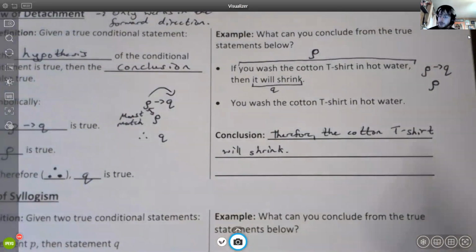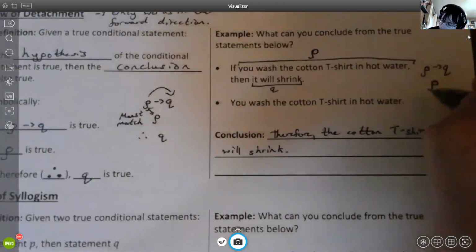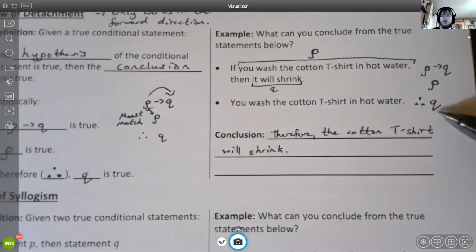And since we have P implies Q and P, the first two here match. So these match. So that means we can indeed conclude that Q is true. And that's what we did, right? Therefore, the cotton t-shirt will shrink, because that's what Q stands for. Q is it will shrink. Okay? So sometimes it will help, well, most times it will help if you put it in column notation form and then go from there. Okay? Just make sure you pay attention to the wording of your statements.